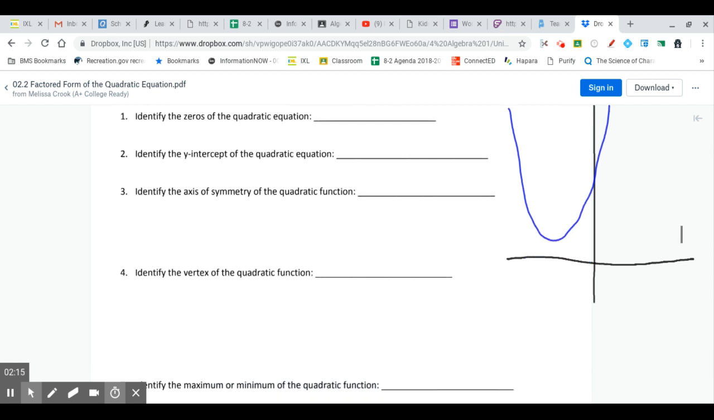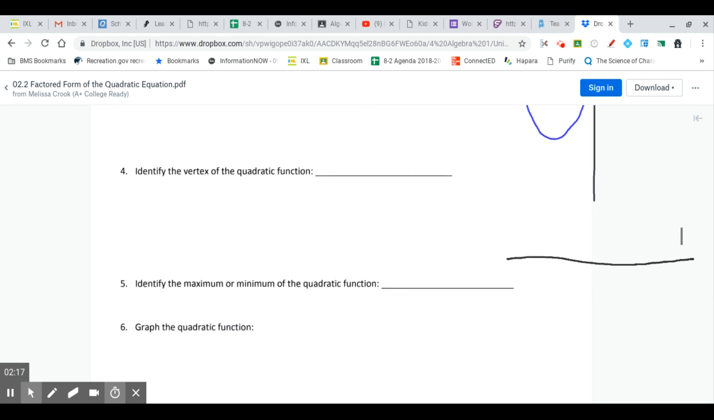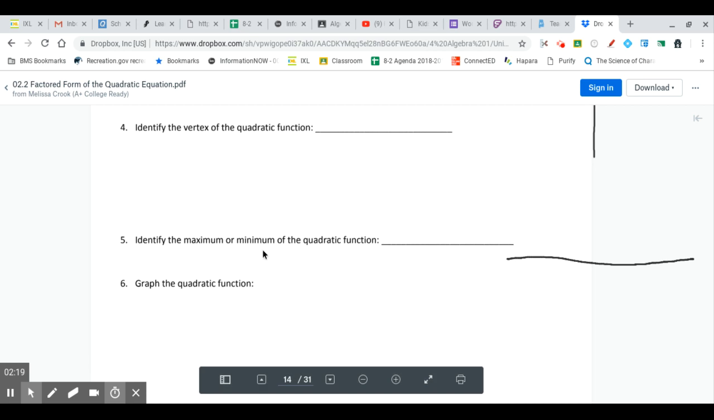Okay, and then maximum or minimum is exactly what it sounds like. So you're identifying either the maximum or the minimum of the quadratic function because it's not going to have both. It's either going to have a maximum or a minimum, and tell me where that is.